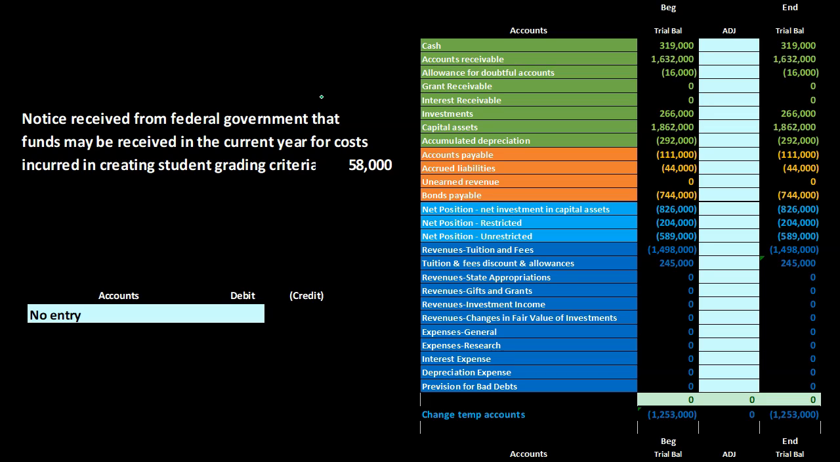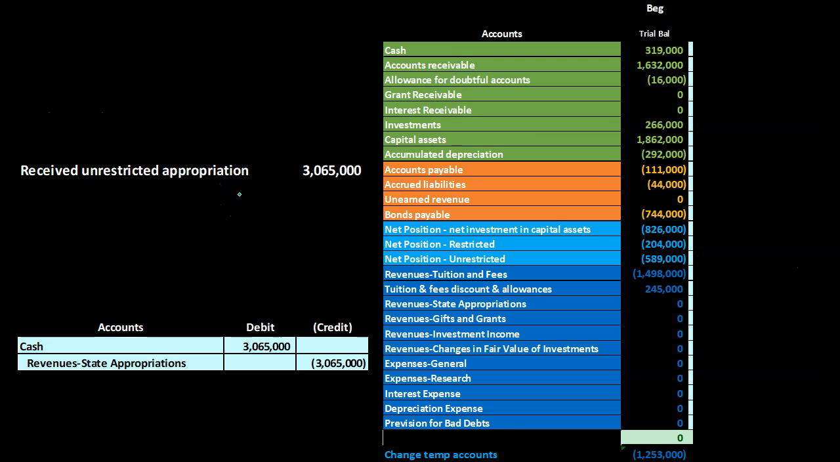They're basically saying, hey, it's possible to get the $58,000 reimbursement of costs if you make costs related to this particular item. So therefore, there's no transaction here. That's going to be duly noted. We may then have the costs in the future. Once we incur those costs, we can petition and get the grant money to reimburse the costs spent under the specific criteria, in this case, the student grading criteria.